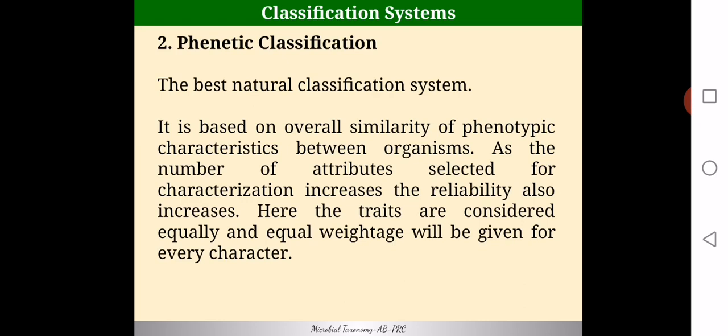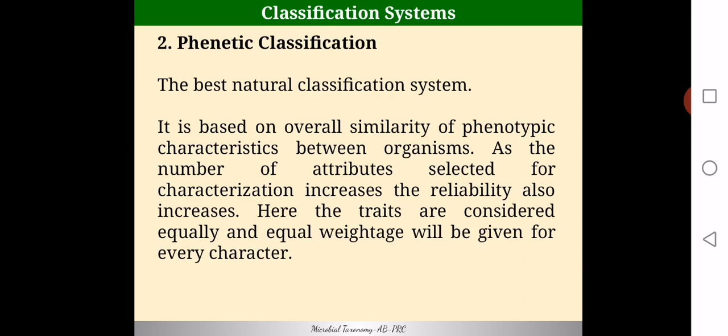And one of the very best natural classification systems is called the phenetic system, right? The phenetic classification is actually a part of the natural classification system. Here, the overall similarity is identified through the observation of the phenotypic characteristics. The phenotypic characteristics of organisms are observed and studied, and the similarity is determined, and based on that these organisms are categorized into different groups.